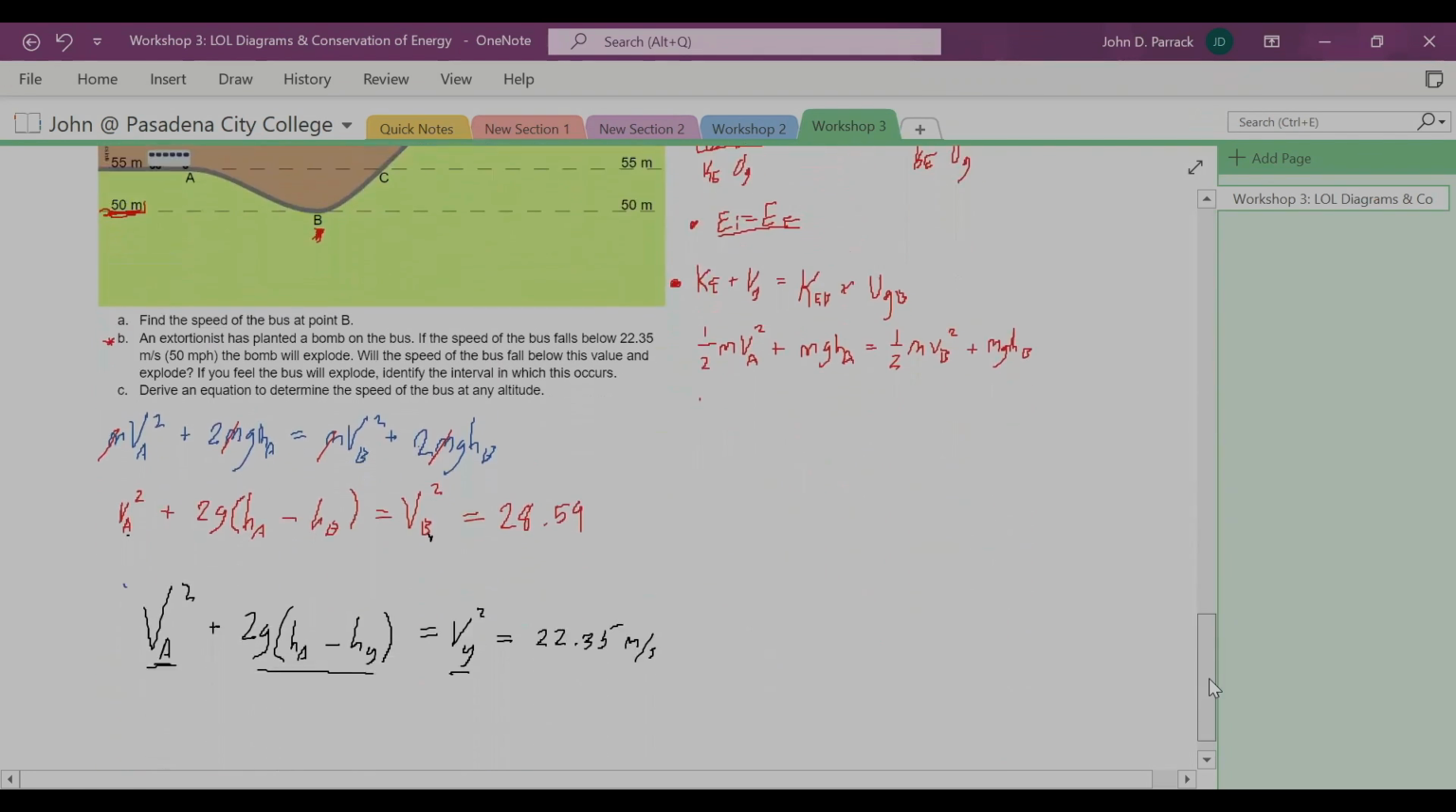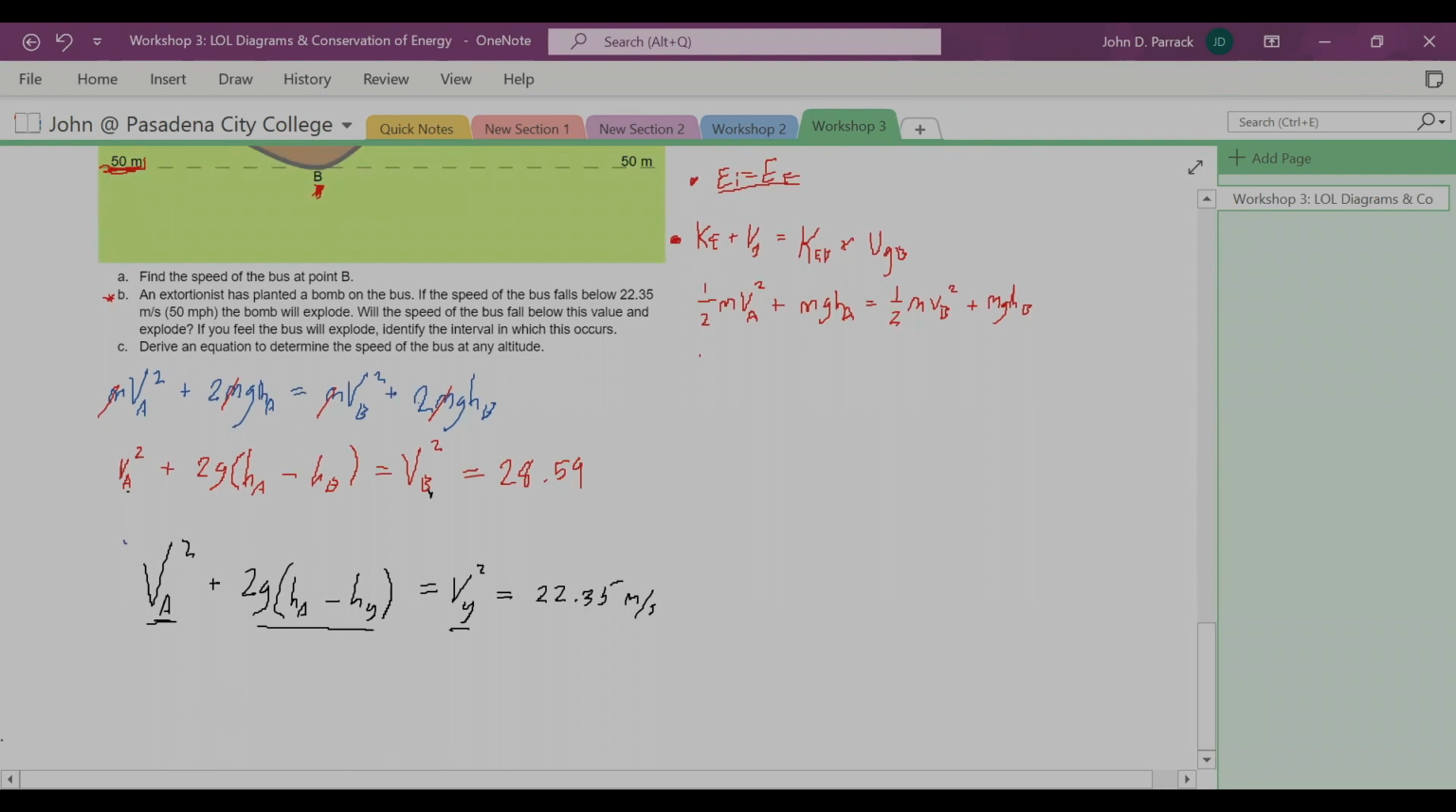I think we're okay. If we want to derive an equation to determine the speed of the bus at any altitude, we've basically got that here, right? An equation to determine the speed at any altitude, that's like a function. That means we put in an altitude and we receive the speed of the bus. So we get v of some height h is equal to, I'm just taking this from our equation that we already wrote, the square root of v initial, v at point A squared, plus 2g times, point A was 55 meters, minus h, whatever h is.